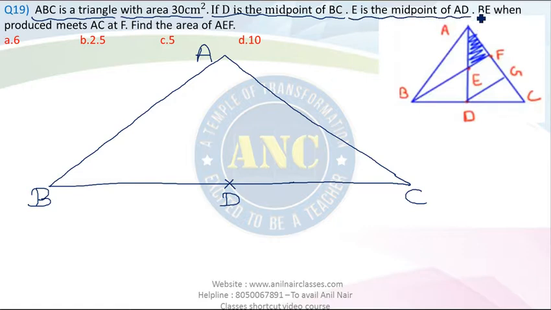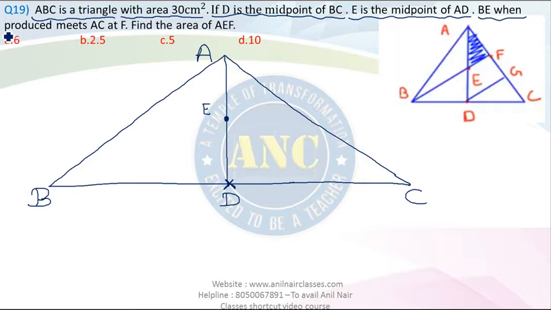E is the midpoint of AD. There is a line called AD. I need to join that line as of now. This is the line AD. There is a point E which is exactly in the middle of AD. That means AE and ED both will be the same.